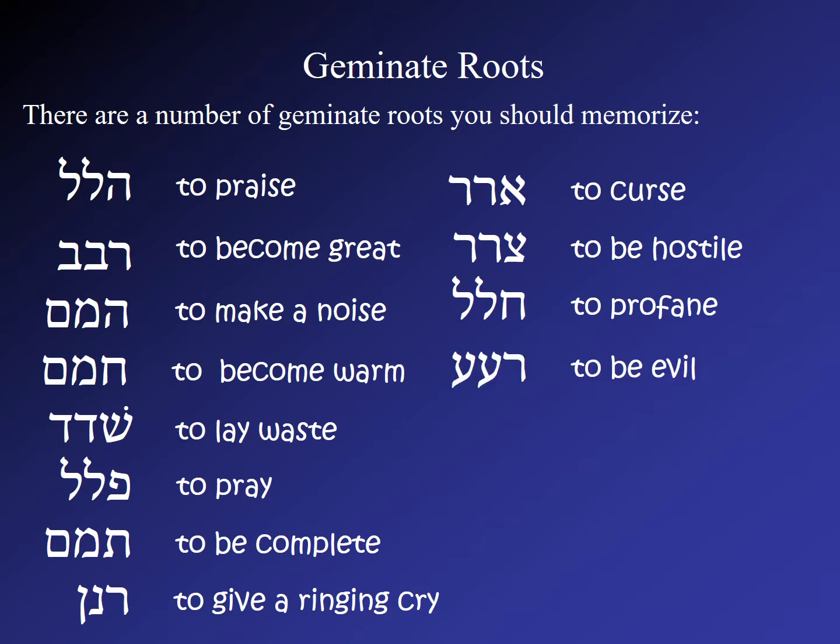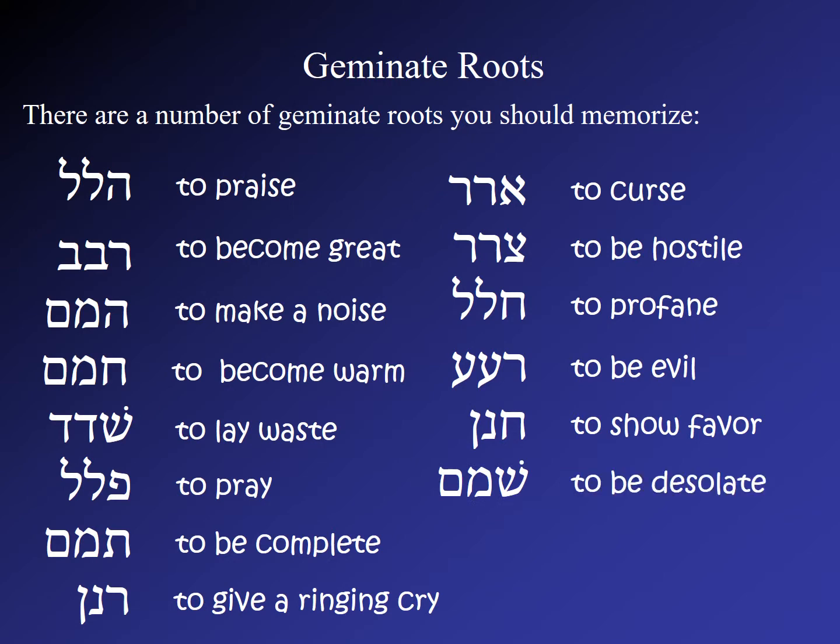Ra'ah, to be evil. Notice this is familiar to us from the noun and adjective ra or ra'ah, meaning evil. Chanan, which means to show favor. Shamam, which means to be desolate. Madad, which means to measure. So here you see a collection of geminate roots with the second and third root radical always twin, and memorizing these will help, because recognizing geminates can be somewhat difficult, as you will see.